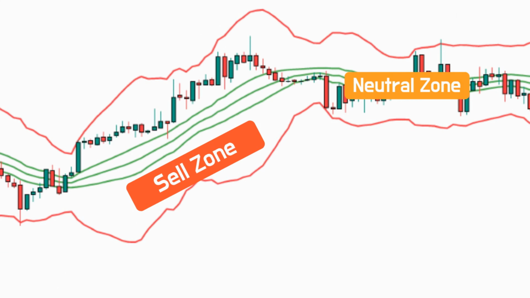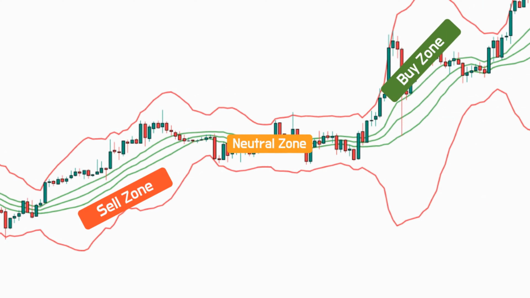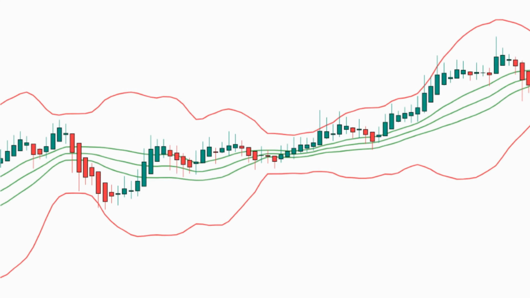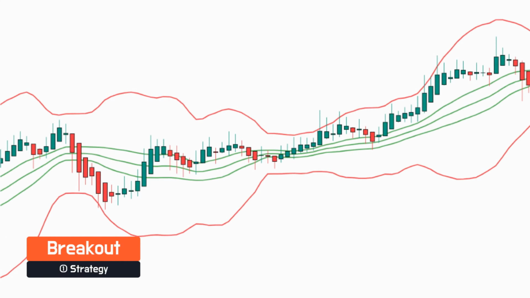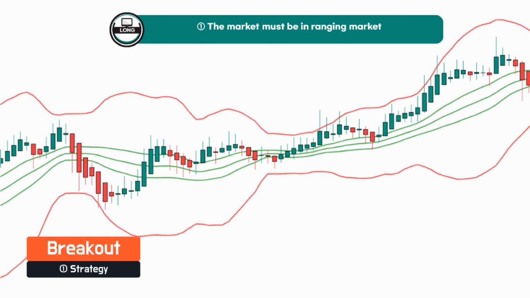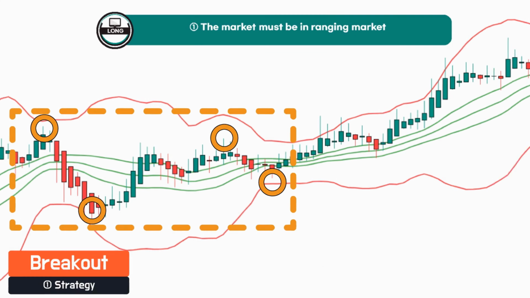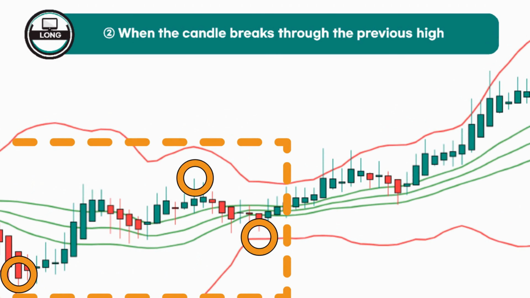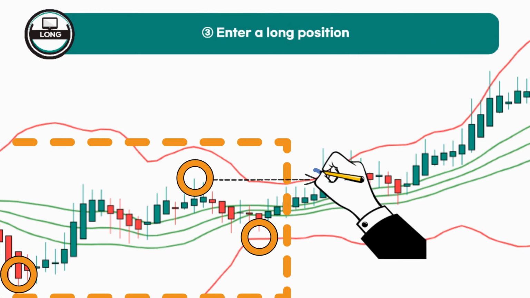Now that we've looked at the basics of reading double Bollinger Bands, let's move on to the first trading strategy called the Breakout Strategy. The first condition for entering a long position using the breakout trading method is that the market must be ranging, with the candle moving up and down between the Bollinger Bands upper and lower bands. You enter a long position when the candle breaks through the previous high within the range.